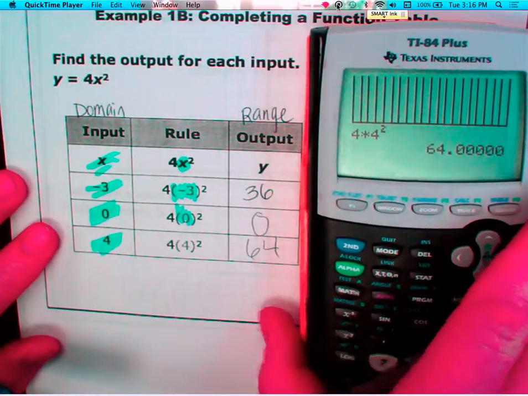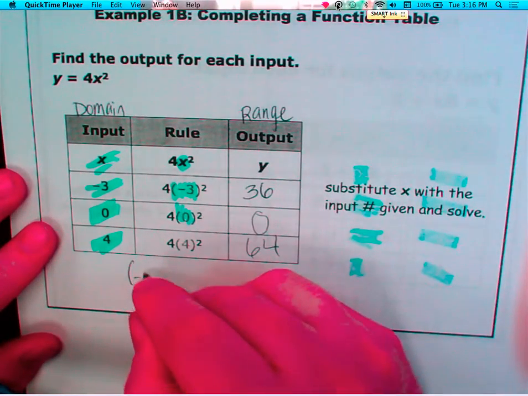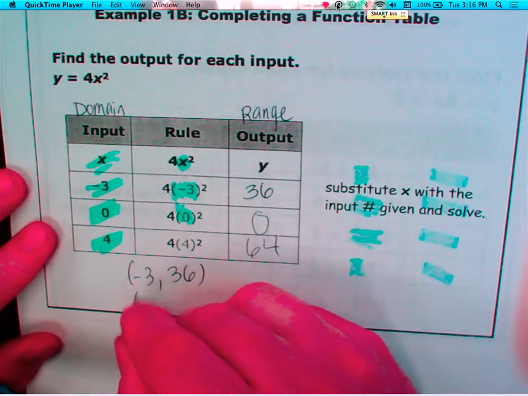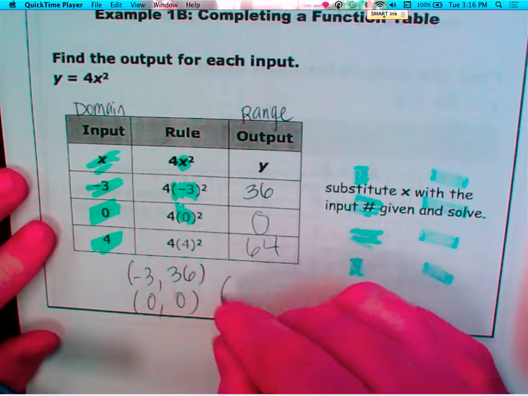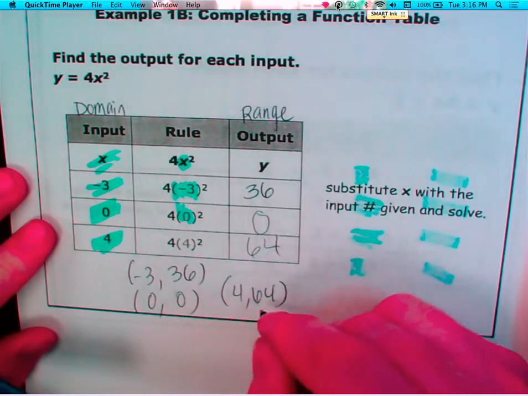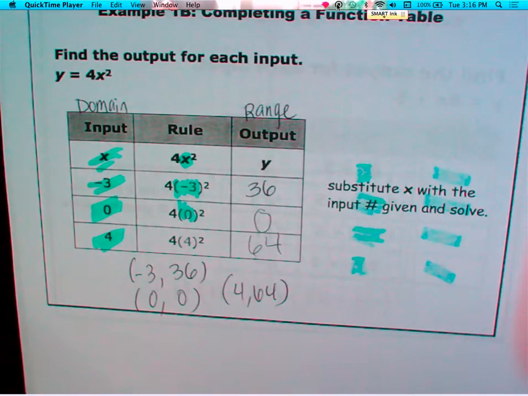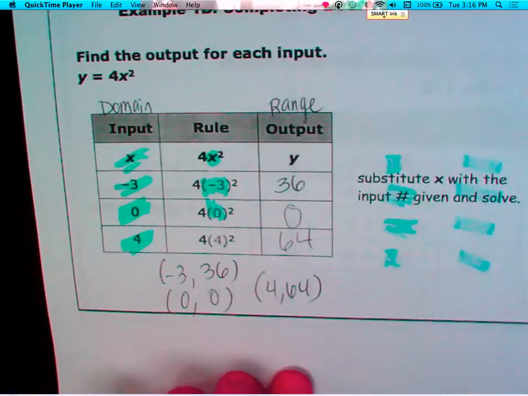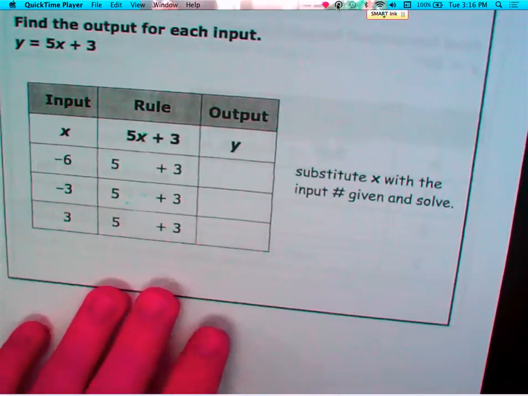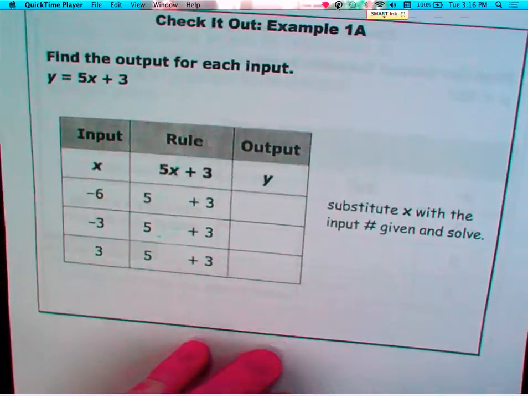And I can write my ordered pairs now. -3, 36. 0, 0, and 4, 64. Okay? Alright, so my next one here, I'm going to flip over my page. I've got 2 more examples I want to do with you.